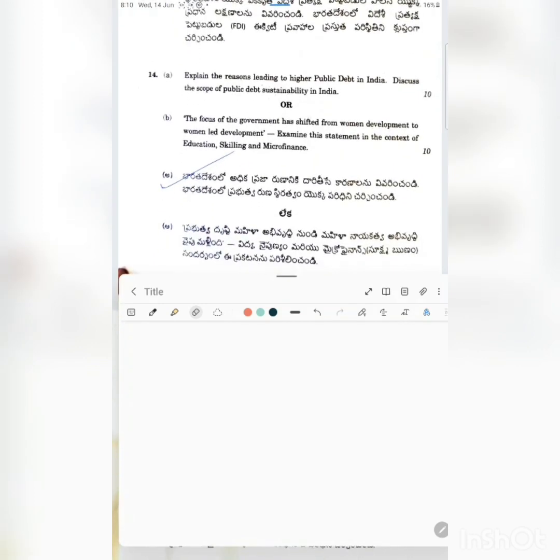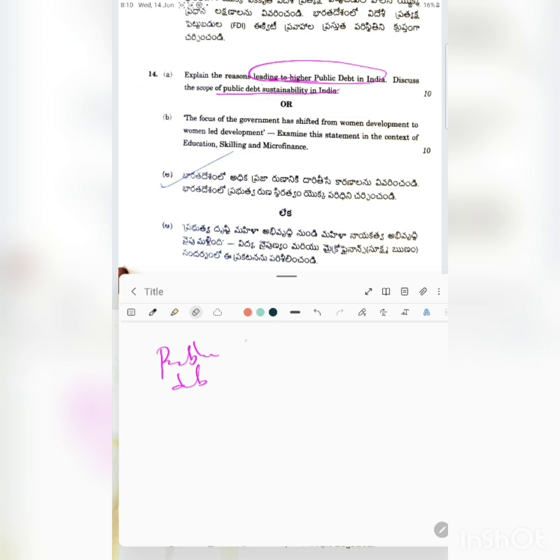Similarly, with respect to 14A, I chose to write: explain the reasons for higher public debt in India and discuss the scope of public debt sustainability in India. See, as far as public debt in India is concerned, what you can choose is to define what public debt is. Public debt refers to the amount of borrowing by the government to meet its expenditure and revenue mismatch. So that is public debt.